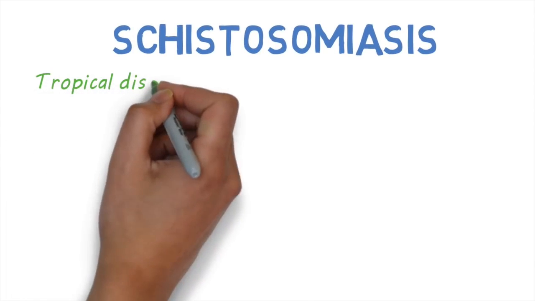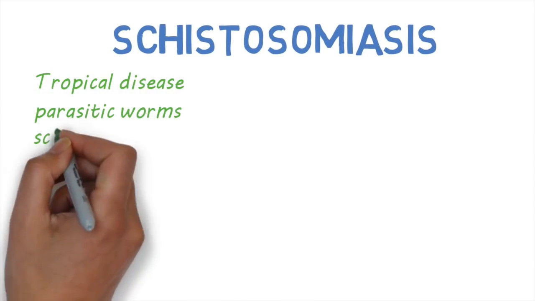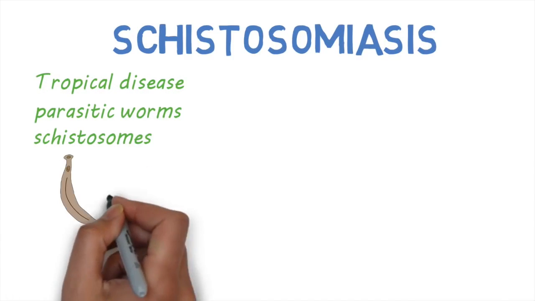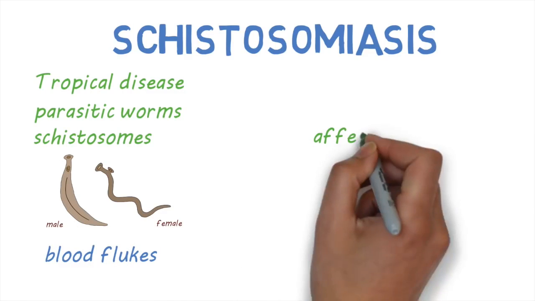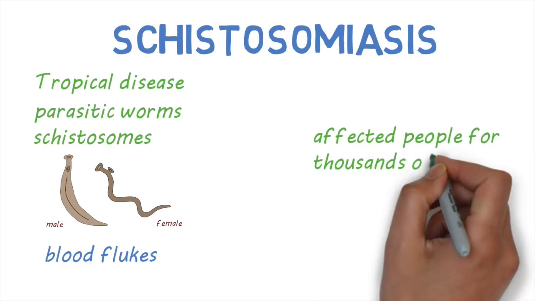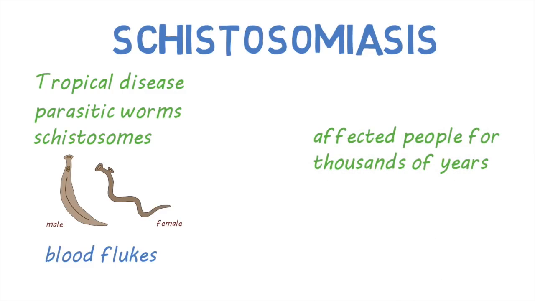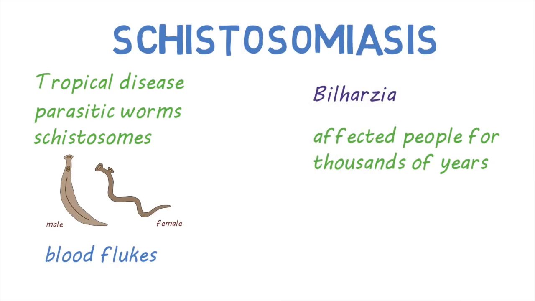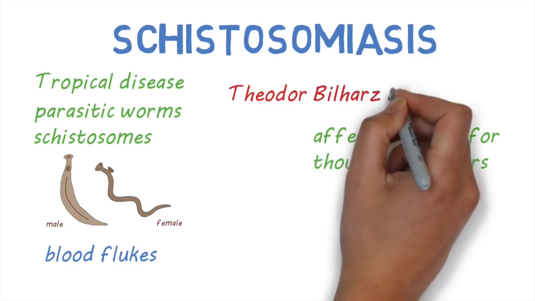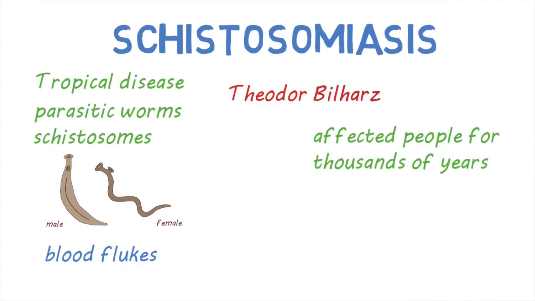Schistosomiasis is a tropical disease caused by a group of parasitic worms called schistosomes. These worms are also called blood flukes. The disease has affected people for thousands of years, and evidence of the disease has even been found in Egyptian mummies. Schistosomiasis is also known as bilharzia, named after Theodore Bilharz, who first described the parasite in humans.